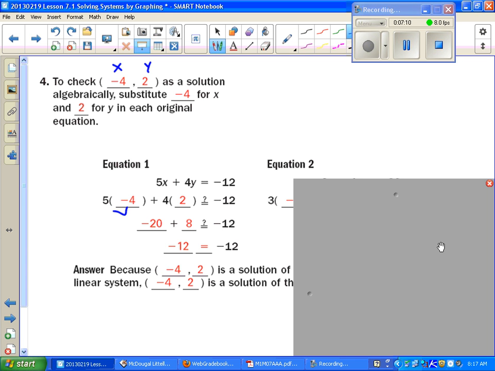5 times -4 gives you -20. 4 times 2 gives you 8. -20 plus 8 is -12. This is a true statement. Notice -12 is equal to -12.